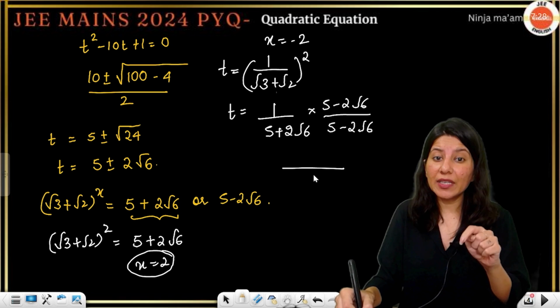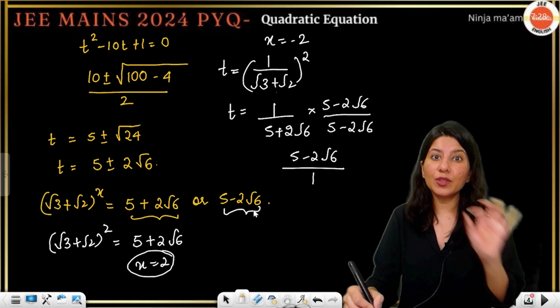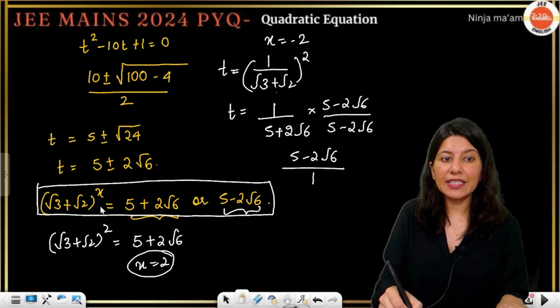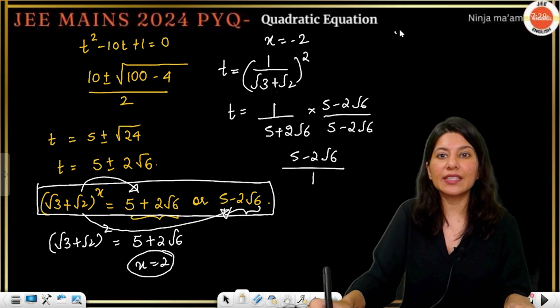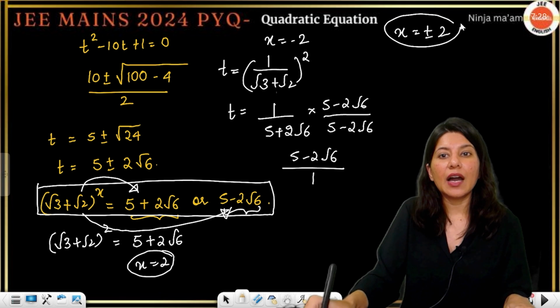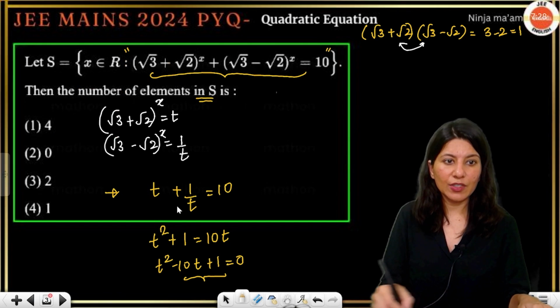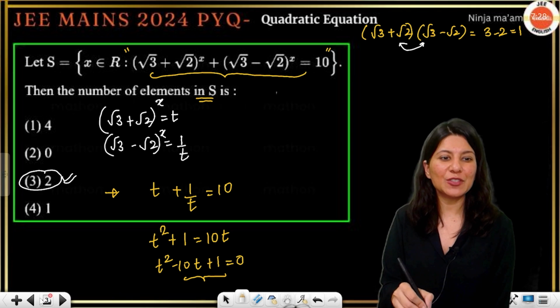Obviously, the denominator will again be 15 minus 2 root 6. Okay, so we've got both the things. The moment I put x equals 2 to solve this, you will get this. If you put x equals minus 2, you will get this. So x equals plus minus 2 are the two solutions of this equation, and here we go, two solutions. Option C is absolutely right for this question.